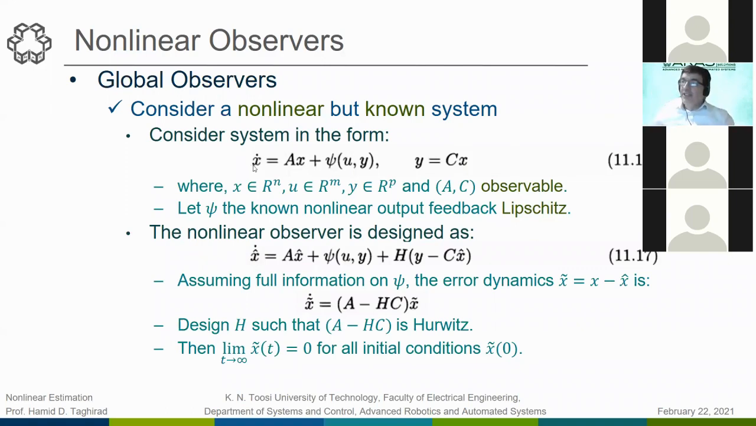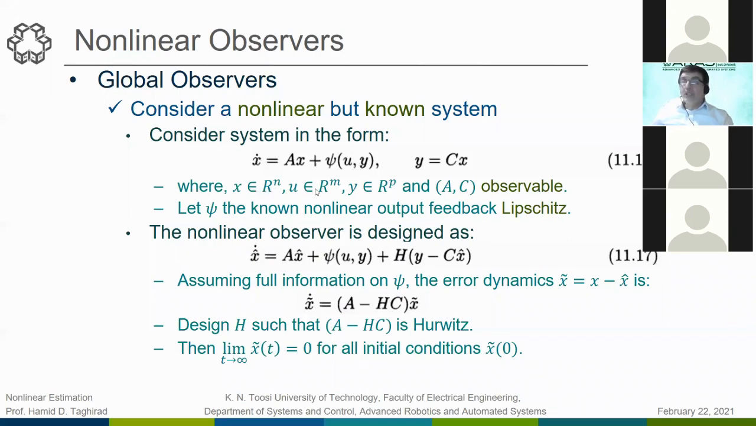Let's say we have x dot equals Ax plus psi of u and y, and the output is completely linear, y equals Cx. As you see, this psi is only a function of u and y. This could be an output feedback for the system, some sort of relation with the output and with the control input, and not the states. This is the simplest version of a nonlinear system that we can make.